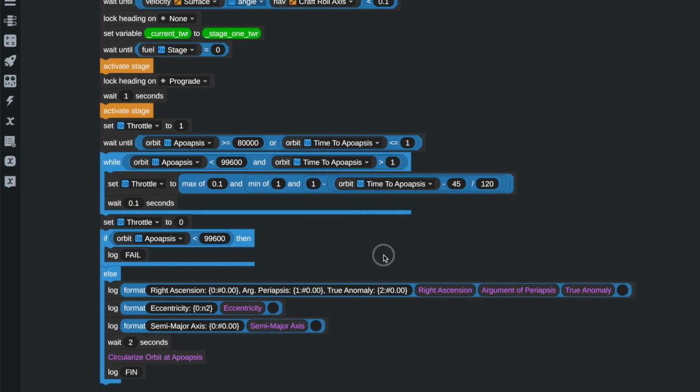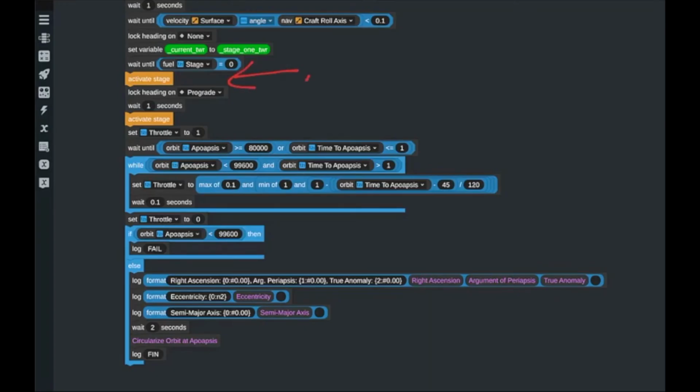Okay, back to our main program. Once stage 1 runs out of fuel, we jettison stage 1 and activate stage 2. At this point, we just go full throttle and lock our heading prograde. I'm not sure how different this would be from a real-life launch, nor if it is the most efficient, but it seemed like the simplest thing to do.